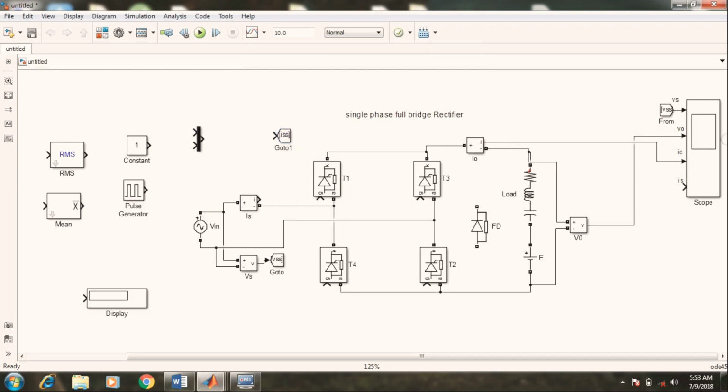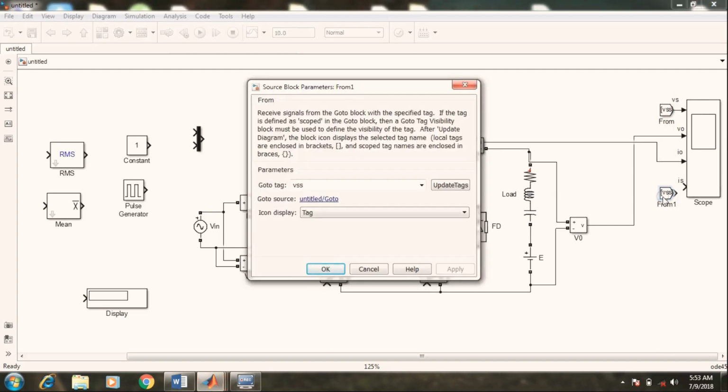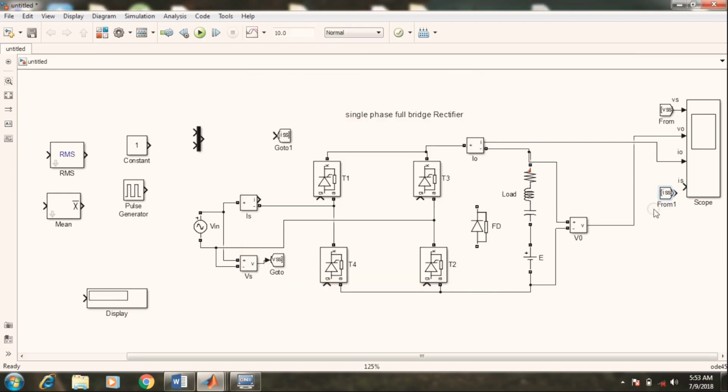Where is it from? Okay, Control and copy. Change the name to IS. Apply. Okay, and you can connect it here. This one also you connect it here. So IS will go into this, and from there it will come here and enter into the scope so that we can visualize the waveforms.